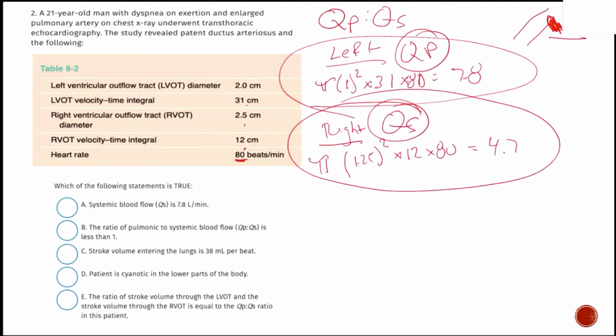All right. So which is the answer here? So systemic blood flow is 7.8. Is that true? No.